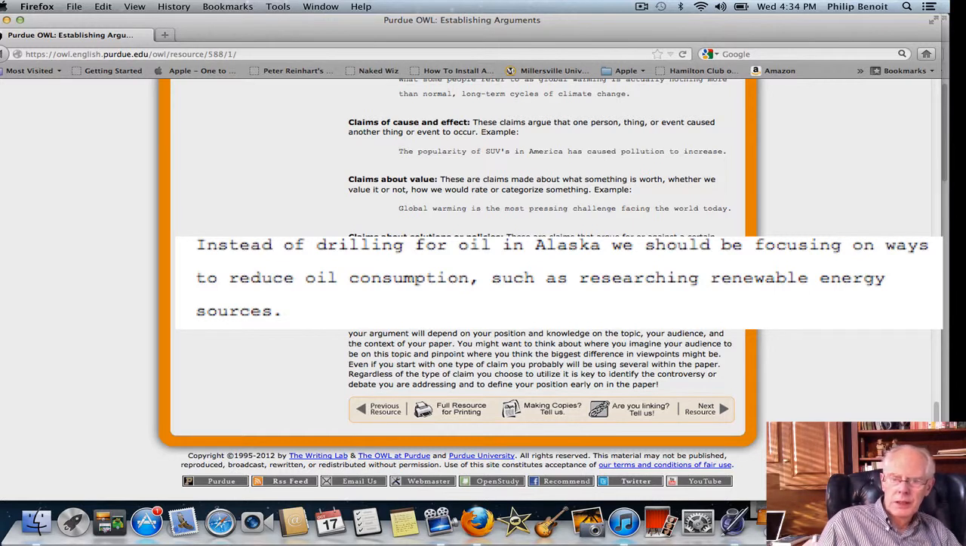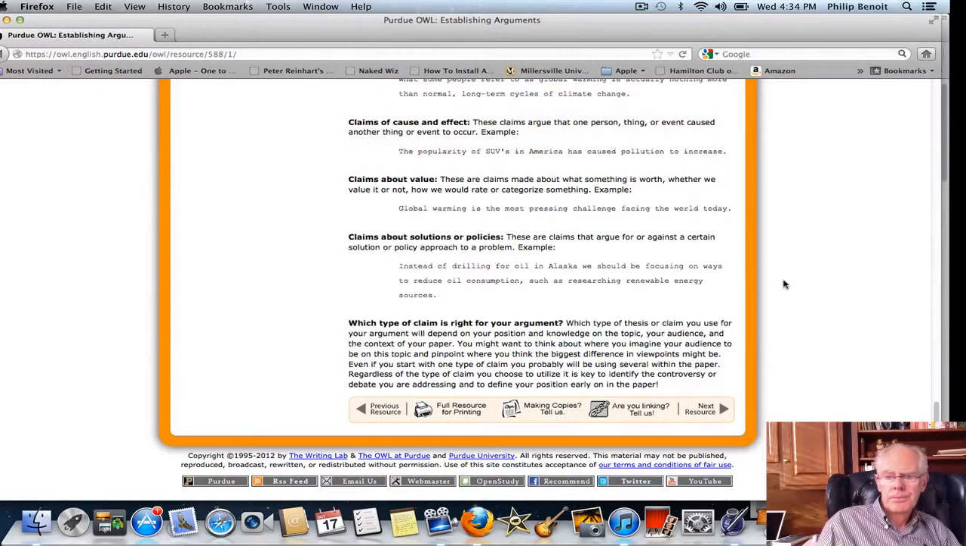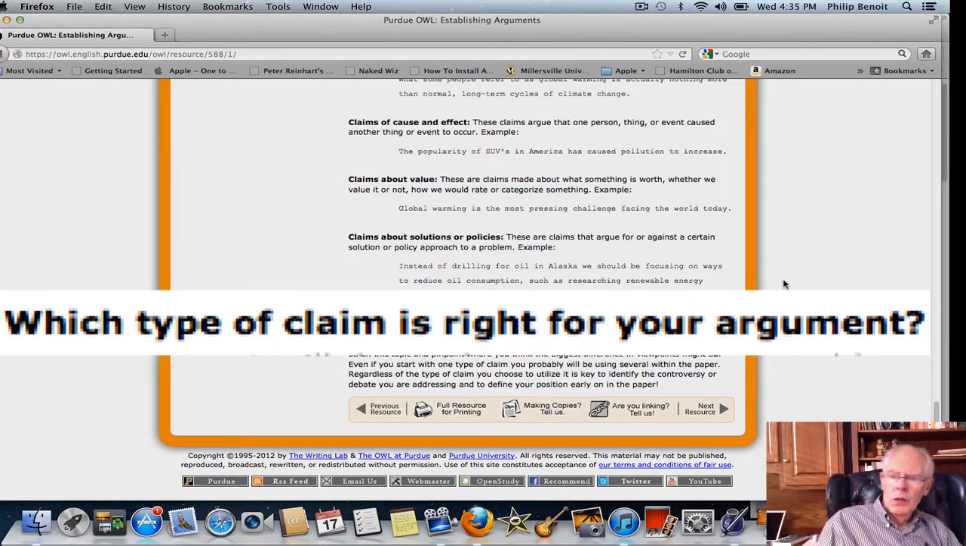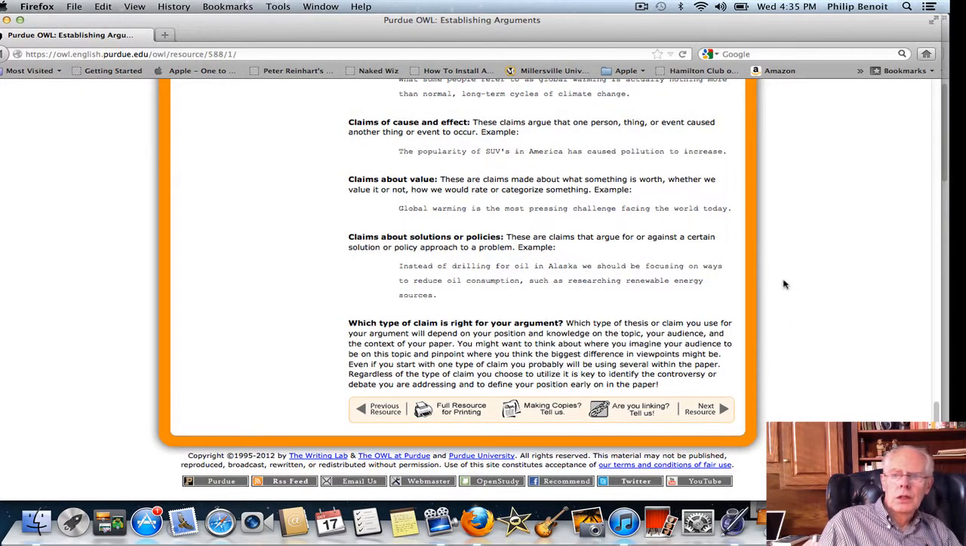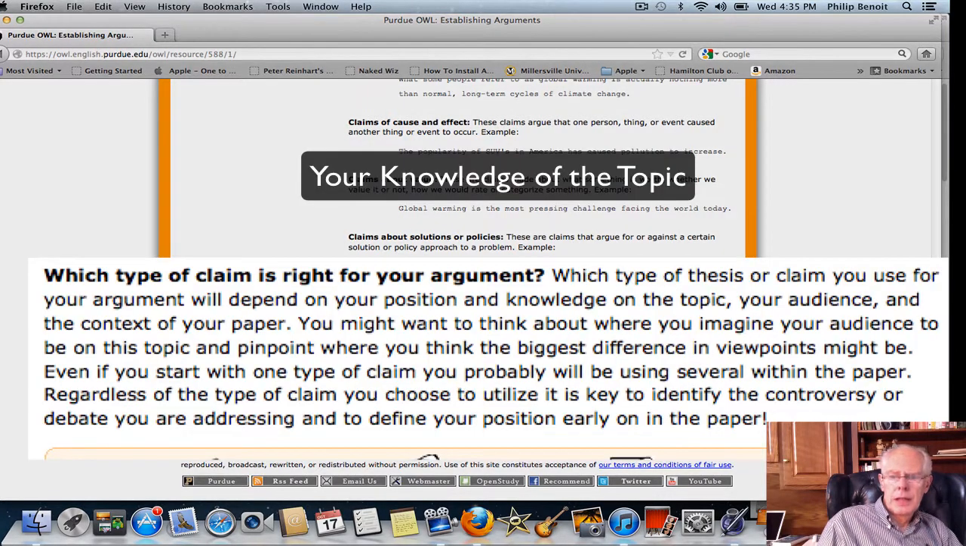And we're putting it in the context of instead of looking for more oil and drilling in places that might risk damage to the environment, if that is the argument, we might more productively reduce oil consumption, and then we wouldn't have to go looking for oil all over the place, especially in these sensitive areas. Okay, which type of claim is right for your argument? Which of the theses or claims you use for your argument you select will depend on your position and knowledge of the topic.